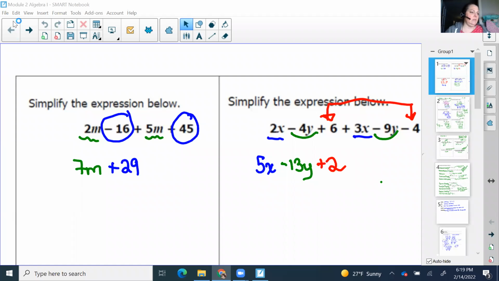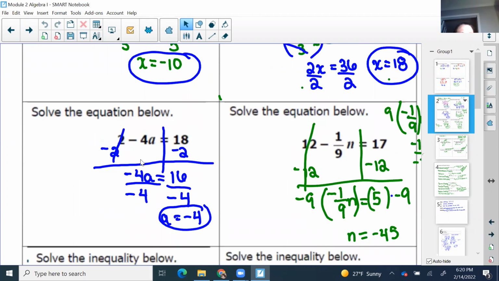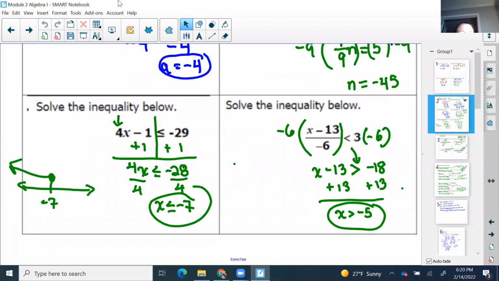Okay, so what we've been doing is looking at multi-step equations, solving them when we have to combine like terms, as I have right here, and then all different types. We've done two-step and we've done some inequalities.